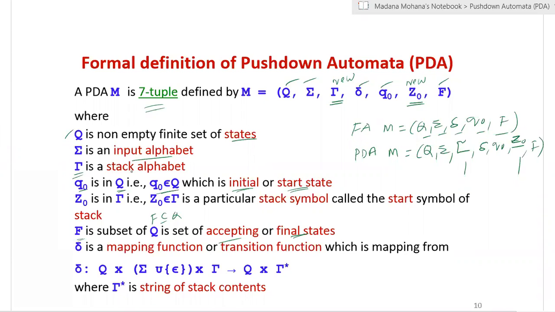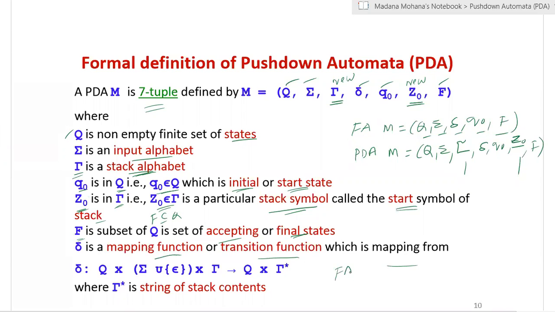The first tuple is tau, which is called the stack alphabet. All the stack symbols which are stored on the stack can be denoted by tau, which is called the stack alphabet. Then the stack contains initially Z naught, which is called the start symbol or initial symbol of the stack. So Z naught is in tau, that is Z naught belongs to tau, but Z naught is not in sigma. This is not an input symbol, this is a stack symbol. Both are different, sigma and the stack alphabet tau. So Z naught belonging to tau is a particular stack symbol, called the start symbol of the stack. Now in the delta definition, we can include tau also. Now you can see delta is a mapping function or transition function, which is mapping from, here you can see.